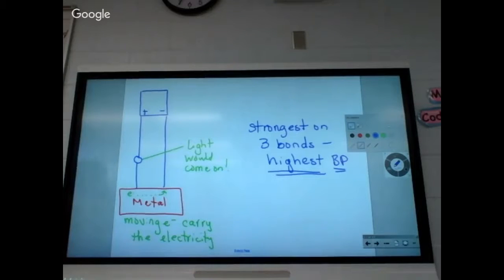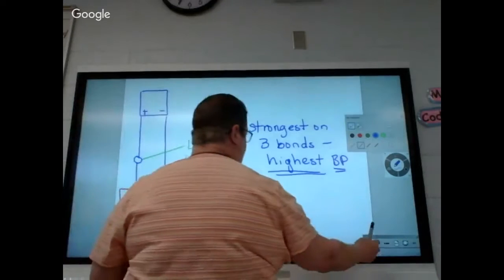I think I remembered everything for metallic. You might want to leave one or two lines just in case I forgot something, but I think I remembered everything. But you said metallic is the strongest. Yeah, it's the strongest, so it will have the highest boiling point.